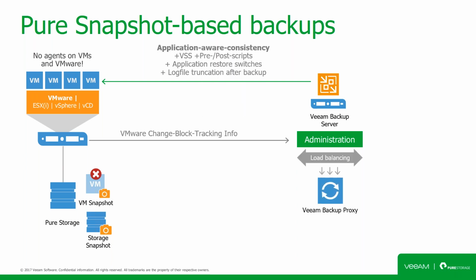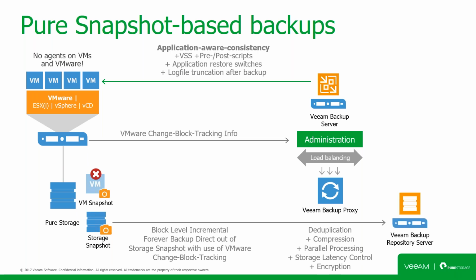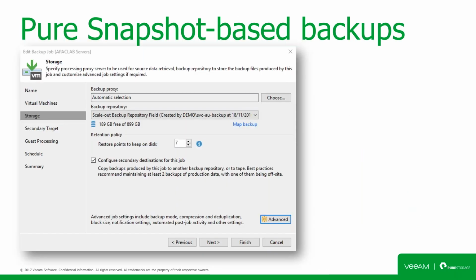Then we simply use a proxy which can access the storage snapshot. We access the blocks that we need to back up and then store the backup files in a repository. We can dedupe, we can compress the data, and if you like, we can encrypt the data as well before storing it in our Veeam repository. So this is the workflow, and let's go through the steps.